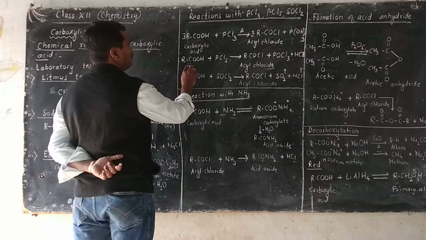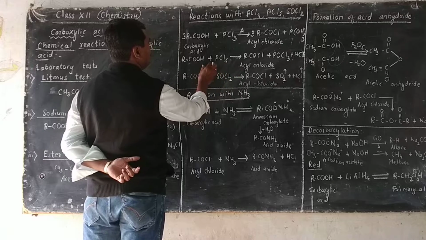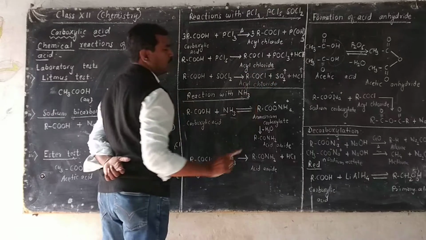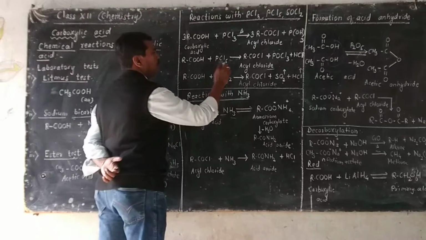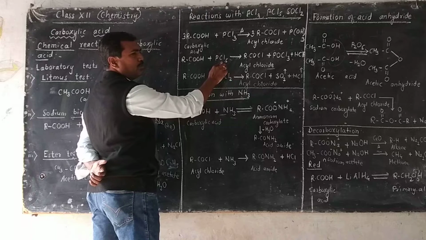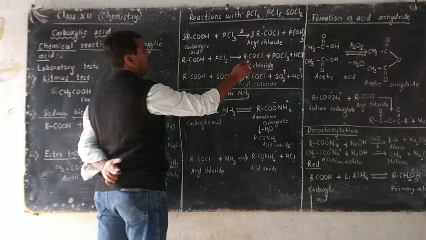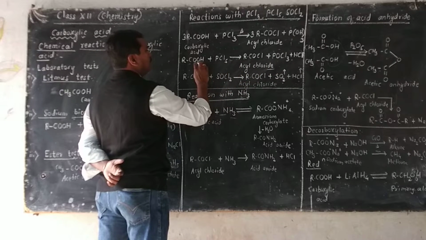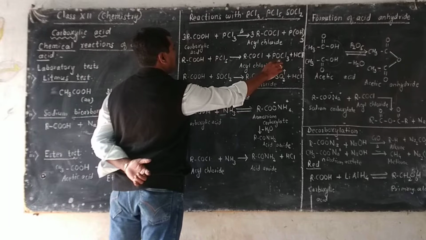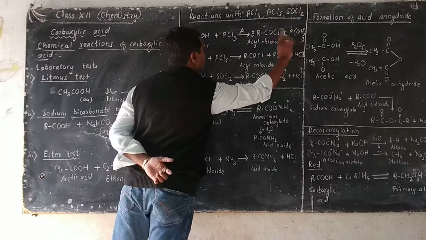Then carboxylic acid reacts with phosphorus pentachloride. So here also acyl chloride is obtained, 1 molecule of acyl chloride. Then the side product is POCl3. 1 phosphorus is present and 3 chlorine atoms out of 5 are taken here to form POCl3. 1 oxygen atom is in acyl chloride and 1 is in POCl3. Then 1 chlorine remains and 1 hydrogen, so that will produce hydrogen chloride gas.